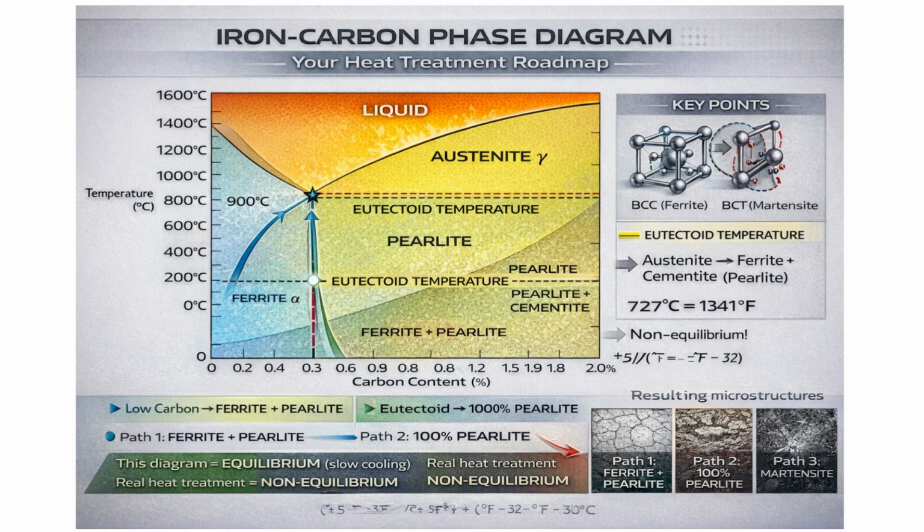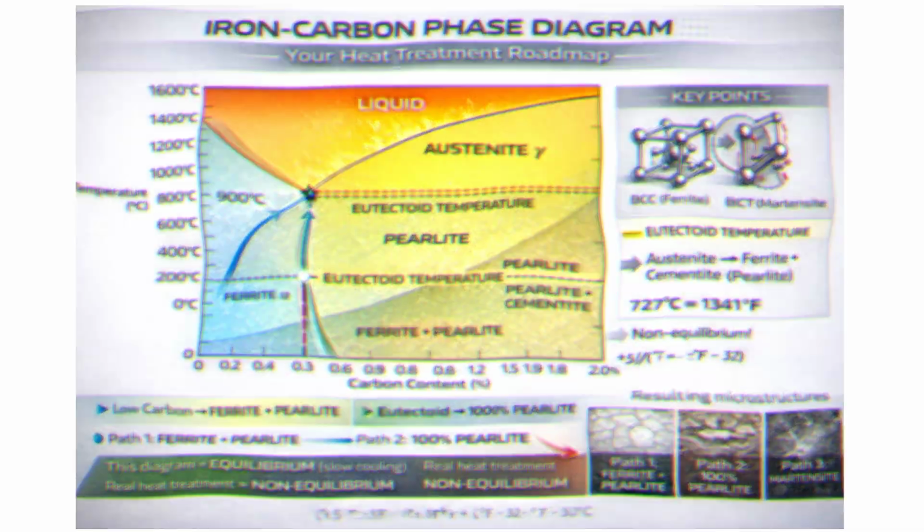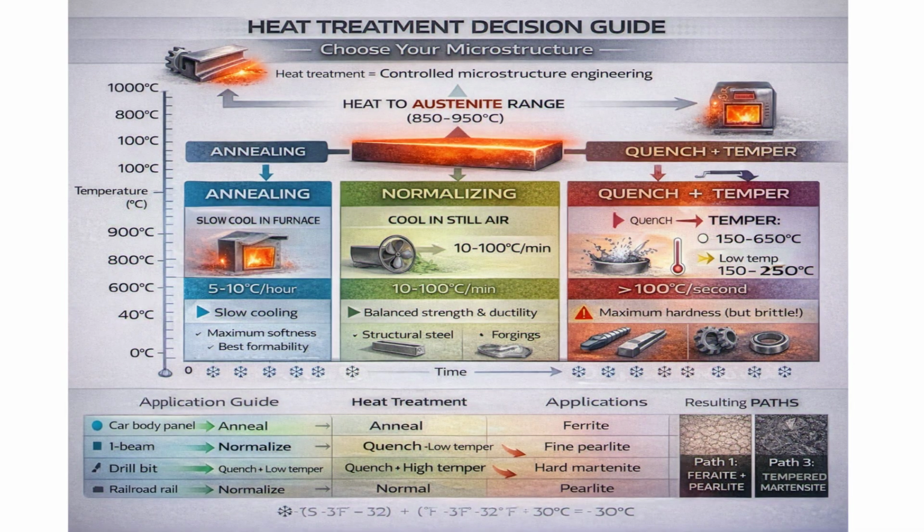But, and this is important, this diagram only shows equilibrium cooling. In the real world, we don't always cool slowly. Cool faster, and you can form bainite in this intermediate region. Quench rapidly, and you skip these transformations entirely, creating martensite. This diagram is the foundation of heat treatment. So how do you get the microstructure you want? It all comes down to heat treatment.